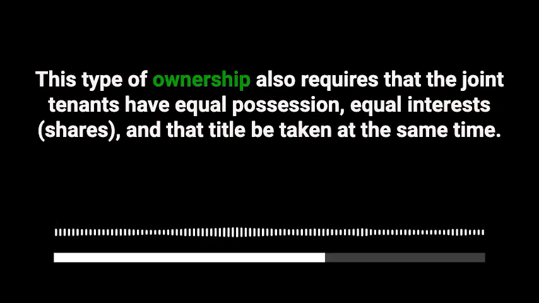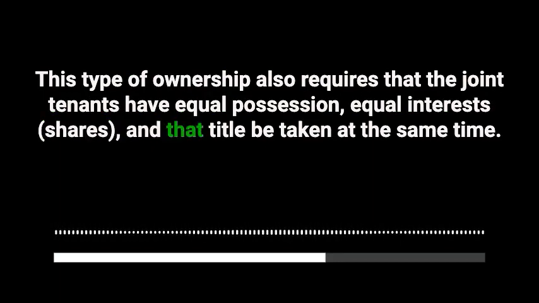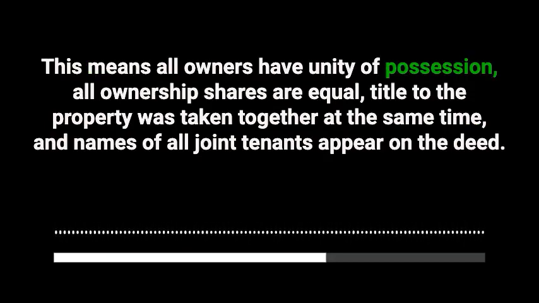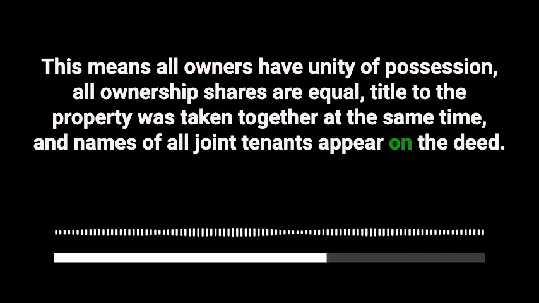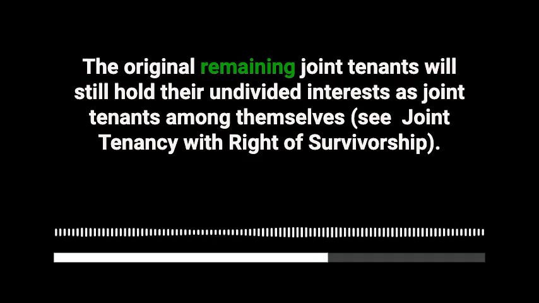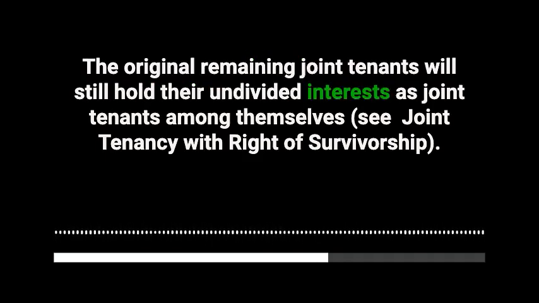This type of ownership also requires that the joint tenants have equal possession, equal interests, and that title be taken at the same time. This means all owners have unity of possession, all ownership shares are equal, title to the property was taken together at the same time, and names of all joint tenants appear on the deed. If property is owned by three or more joint tenants and one conveys interest to an outside party, the new owner will hold interest as a tenant in common with the remaining joint tenants. The original remaining joint tenants will still hold their undivided interests as joint tenants among themselves.